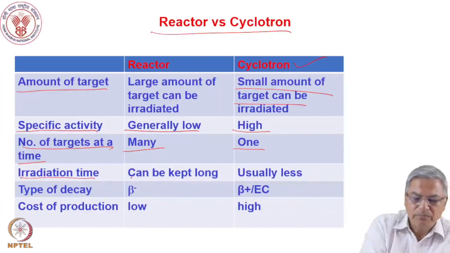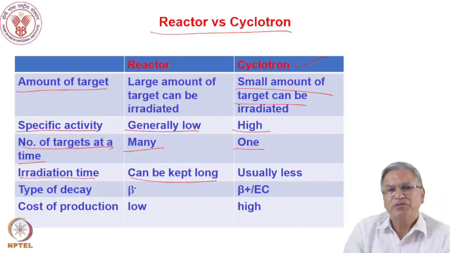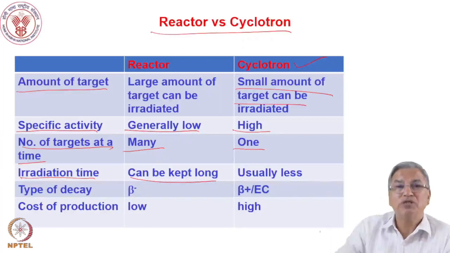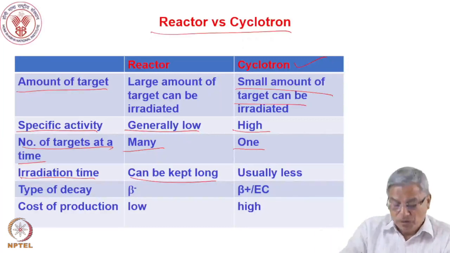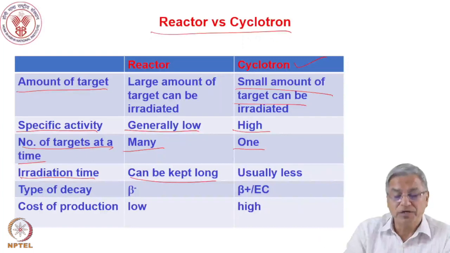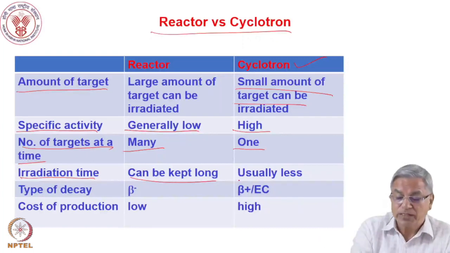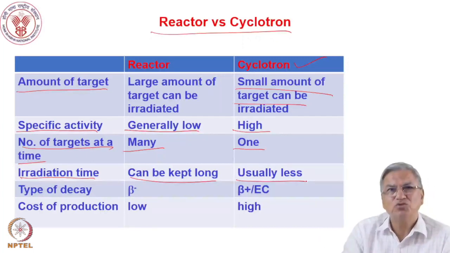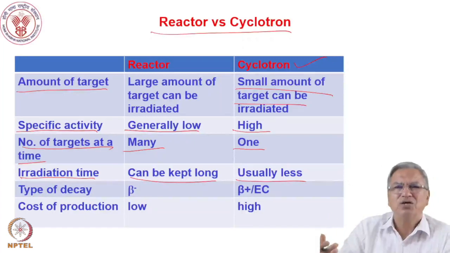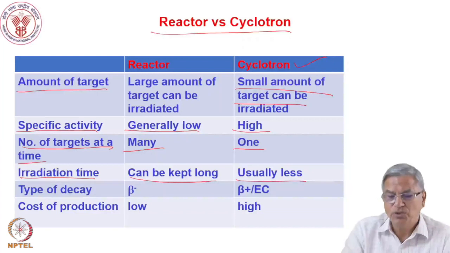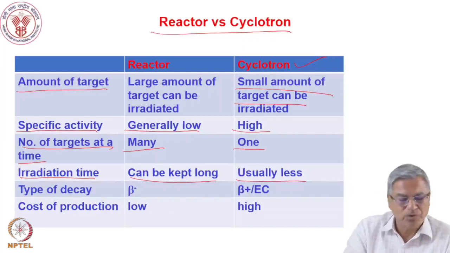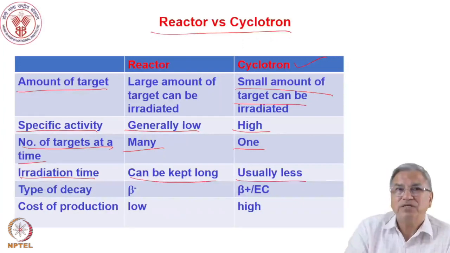Irradiation time can be kept long. Like I was telling, cobalt, you irradiate for years. Half-life is 5.27 years, so you can irradiate for 1 year. In the case of accelerators, you cannot hold the accelerator for one target production exclusively. So usually the irradiation time will be 1 day or a few hours and so on. And the beam time is very costly. Cyclotron operations are very costly.